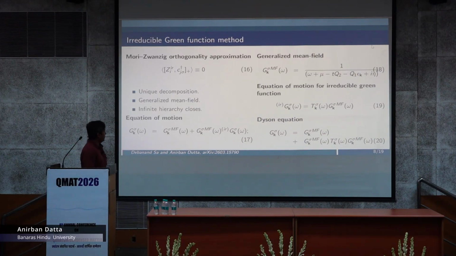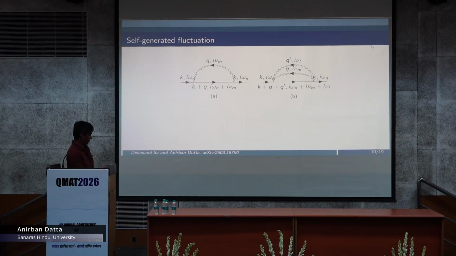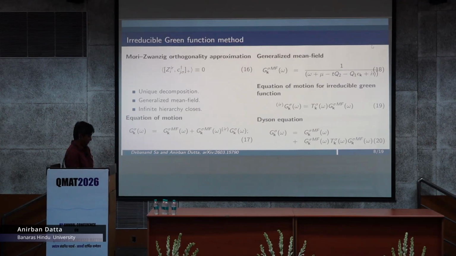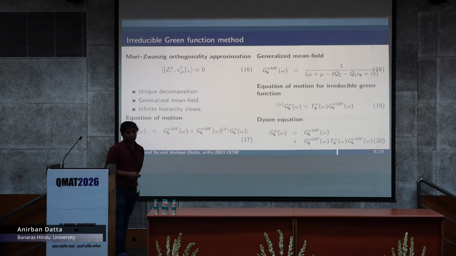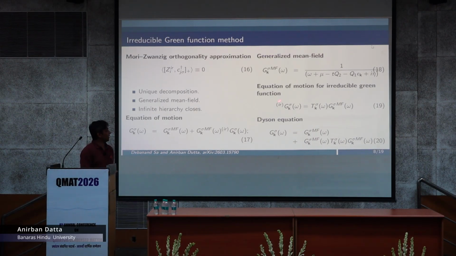So now, the third thing it has done is that it closes the infinite hierarchy of the Green's function. We have seen that whenever we compute the equation of motion for the Zubarev Green's function, it generates a new kind of Green's function, which we'll call the irreducible part of the Green's function. So now, if I write the equation of motion for the irreducible part of the Green's function, we can write it in this way.